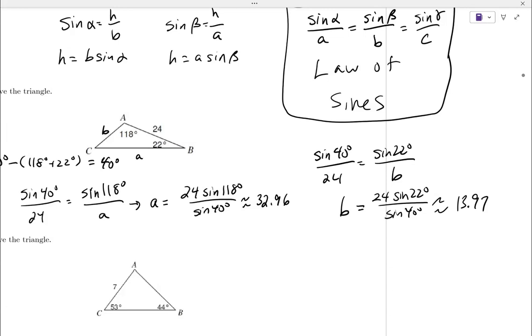What should happen to your sides as your angles get bigger? Should the side across from 22 be bigger than or smaller than the side across from 40? It should be smaller, right? The side across from 22 should be the smallest side of your triangle. The one across from 40 should be the next smallest. The one across from 118 should be your biggest. Is that what we got? Yeah. And that's the way it should work: the bigger the angle, the bigger the side across from it should be.